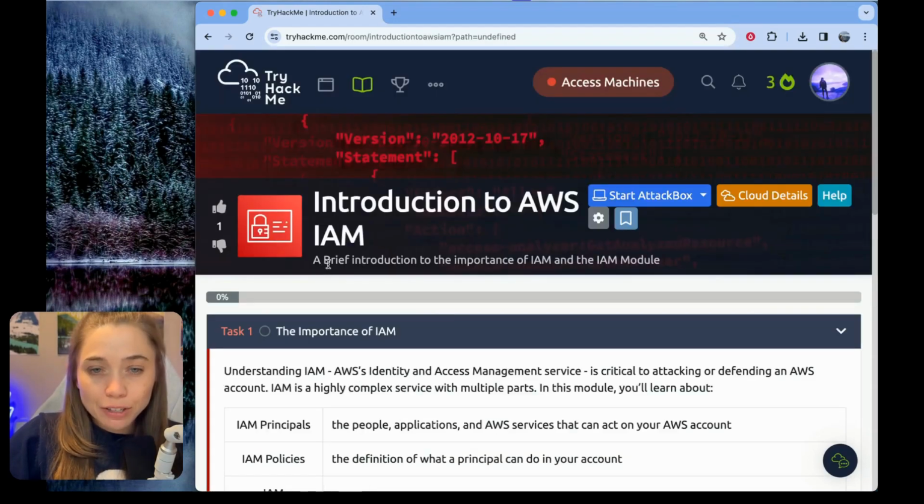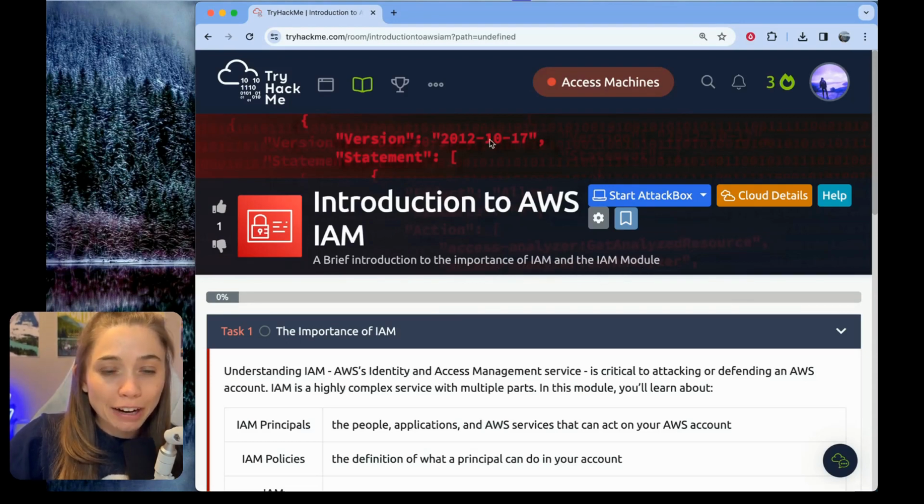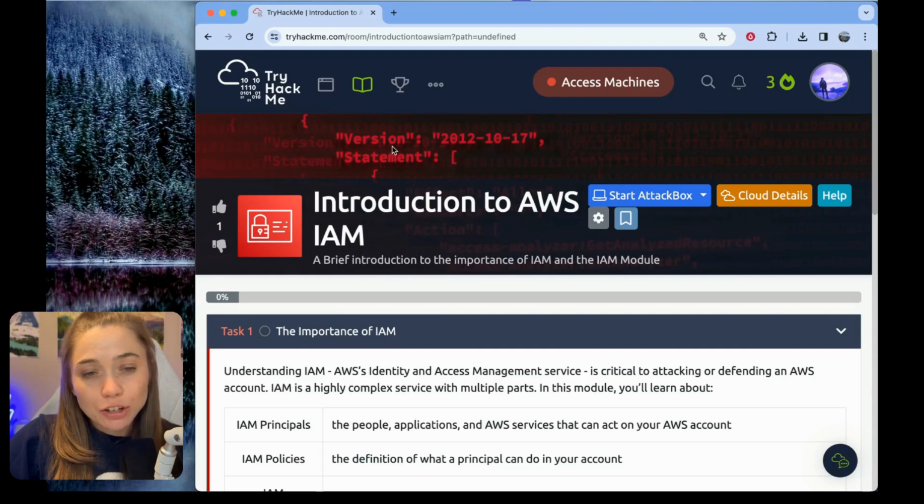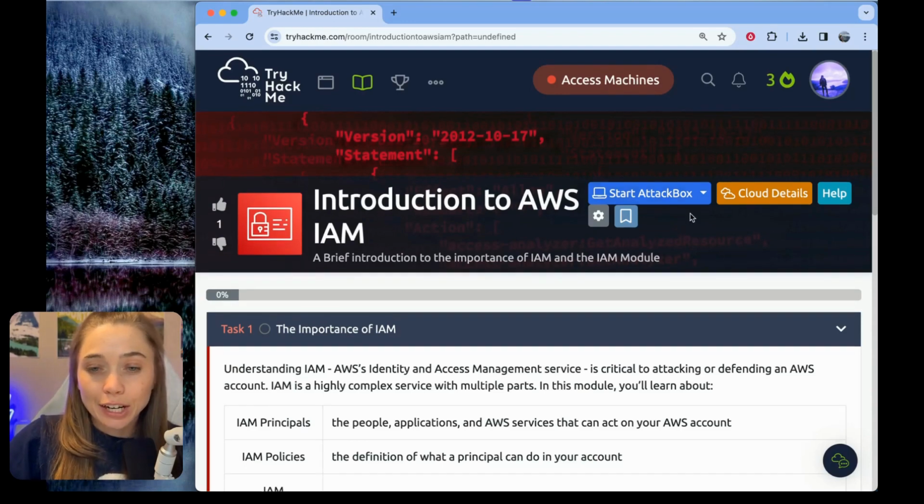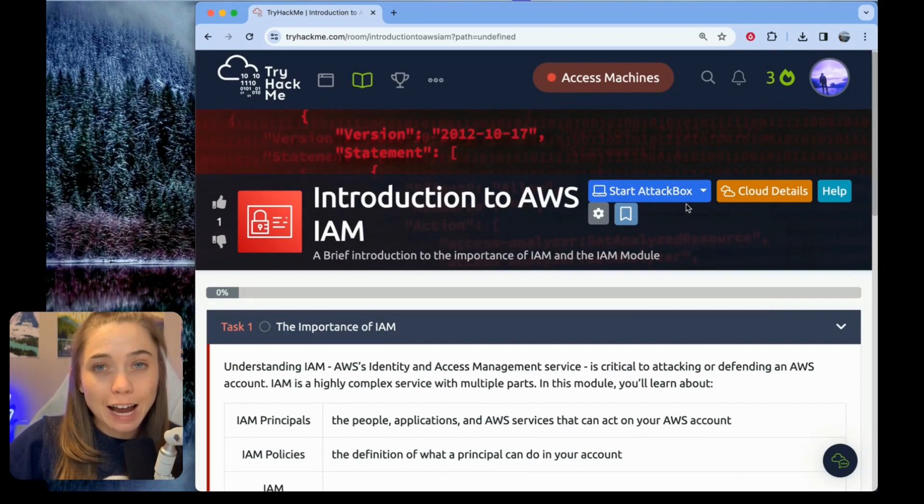The description for this room says a brief introduction to the importance of IAM and the IAM module. And looks like, nice, in the background we got some art featuring part of an IAM policy. So we'll get to know all about that. And I notice here we have the option to start our attack box, which is great because that makes me think we're going to start getting a little more hands-on keyboard here and our cloud details.